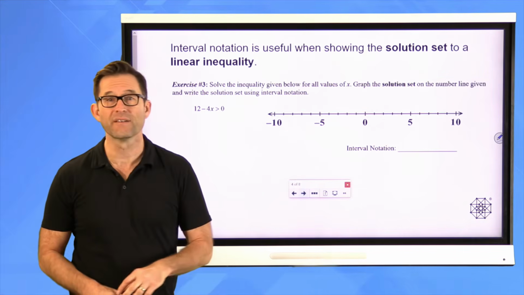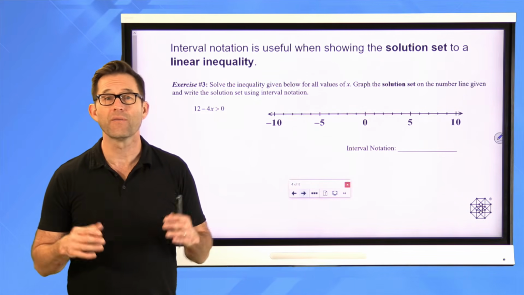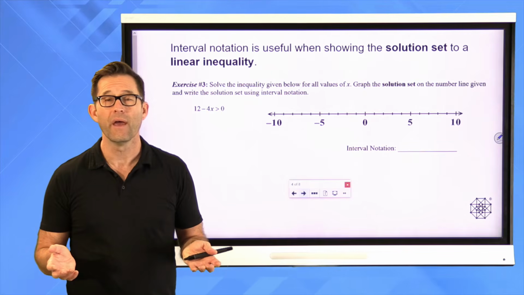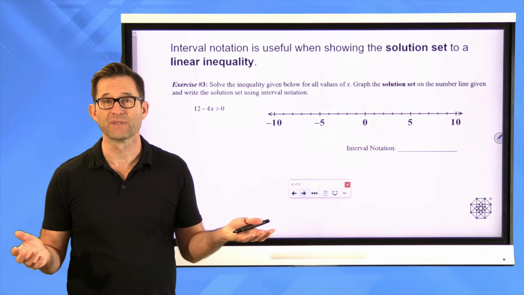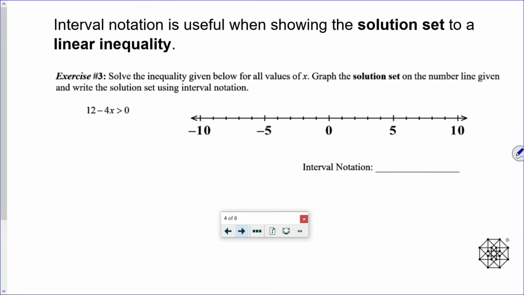Not in this context. All right, interval notation can be really, really nice if you're solving, let's say, a linear inequality, and you just want to represent the solution set. So let's take a look at exercise number 3. Solve the inequality given below for all values of x. Graph the solution set on the number line given, and write the solution set using interval notation.